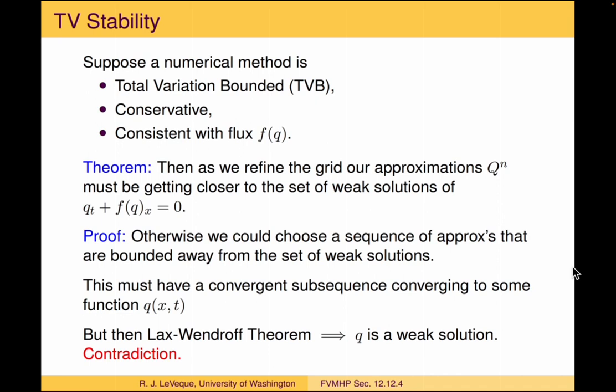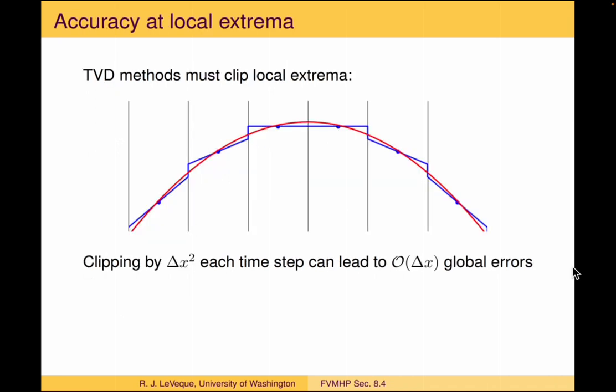And then finally, let's just kind of bring it back to how we look at things in practice in terms of accuracy of methods. As I've mentioned, the total variation bounded is a little more relaxed than TVD. So if we have a TVD method and it's conservative and it's consistent with a flux, then this proof tells us that it will be a convergent method. But also, TVB methods can be useful in getting somewhat better accuracy than TVD methods.